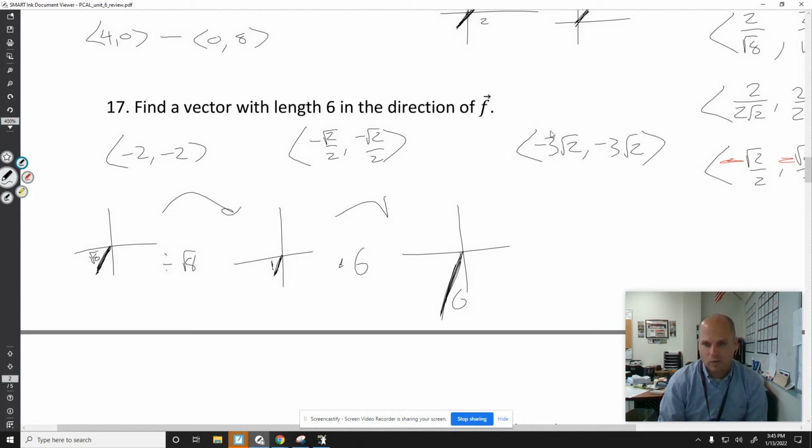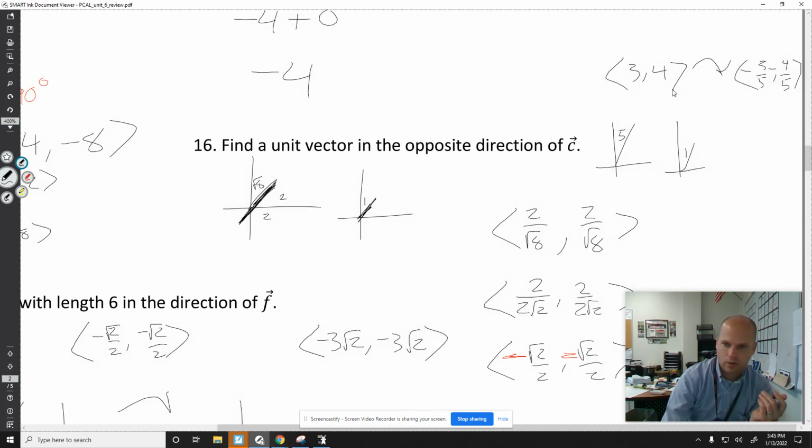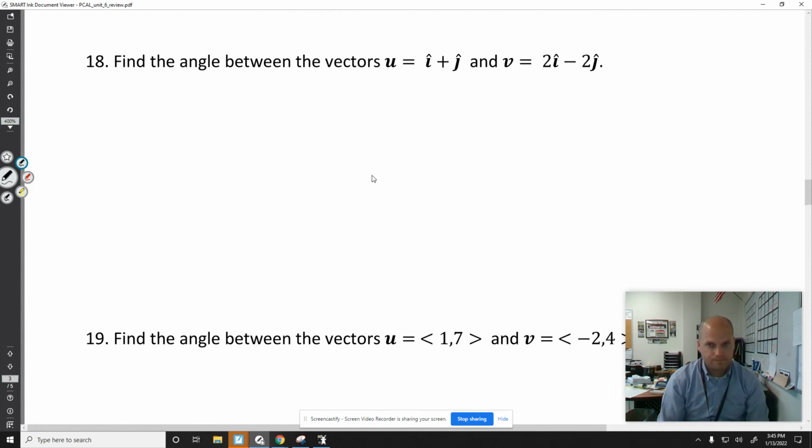If I square that, I get 9 times 2, which is 18. 18 plus 18 is 36. Square rooted is 6. Boom, checks out. So this is it. You should be able to do that with any vector, like 3, 4. Take it, make it a unit vector, multiply it by whatever size you want as well. All right, great. I don't like these simple numbers, but it's fine.